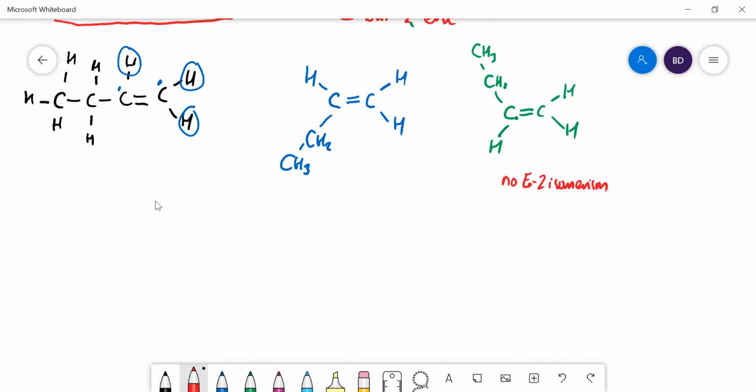And it's because of these two hydrogens here. When you've got the same two things attached to one of the carbons, it doesn't matter if you flip these around, swap places, because they're the same. So that's why there's no possibility of geometric isomers in that molecule.